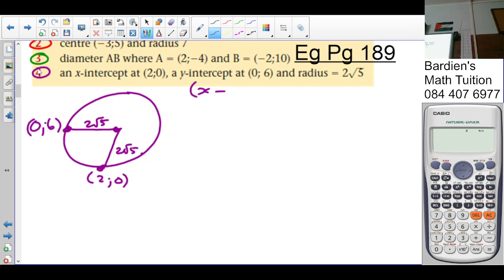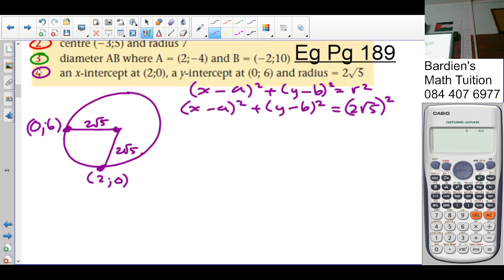So it's going to be x minus a squared plus y minus b squared is equal to r squared. At this point, what do we have? We have an x and a y, two of those points. We have the radius. That's all. The radius is going to be 2 root 5, so that's 2 root 5 squared. So I'm going to substitute. That's x minus a squared plus y minus b squared is equal to 2 root 5 squared. So what still needs to be solved here? Your a and your b. So I'm going to substitute 0 and 6. Substitute 0 and 6 quickly. See what you get.